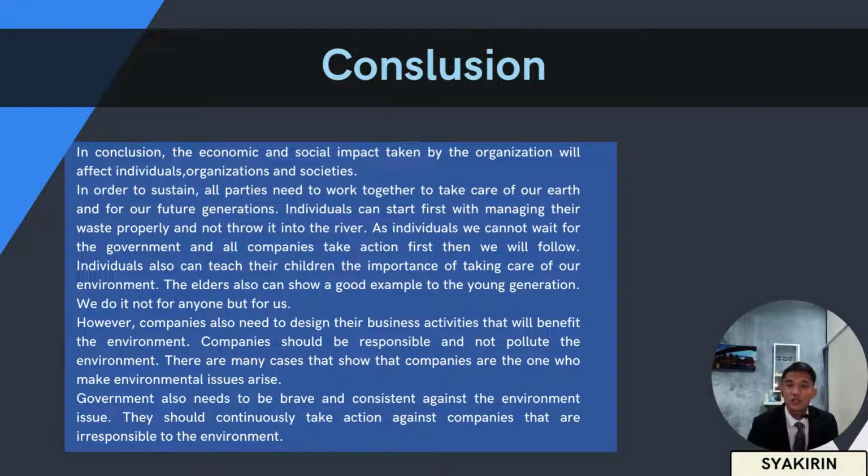However, companies also need to design their business activities to benefit the environment. Companies should be responsible and not pollute the environment. There are many cases that show that companies are the ones who make environmental issues rise. Government also needs to be brave and consistent against environmental issues. They should continuously take action against companies that are irresponsible to the environment.